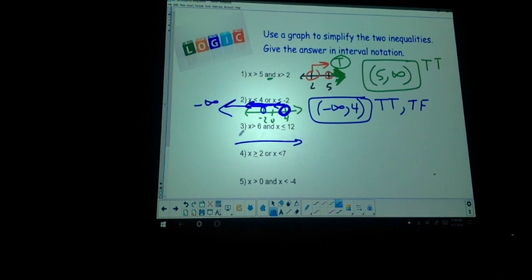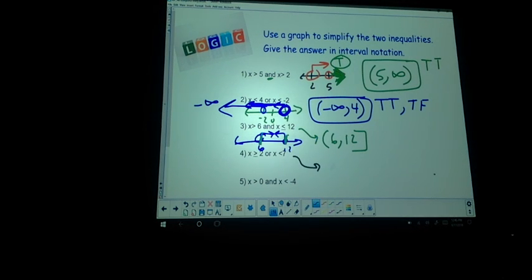All right, let's see. 6 and 12. Open dot going this way. Solid dot going this way. It's an AND problem. So you're going between those 2 points. So I'm going from 6 to 12 square bracket. Done. Everything in between 6 and 12, and including 12, but not including 6, so 6.1 is the next thing, or 6.0, whatever. That would give us true and true on both.